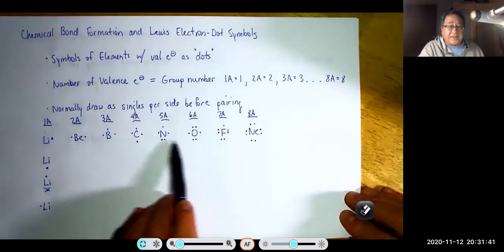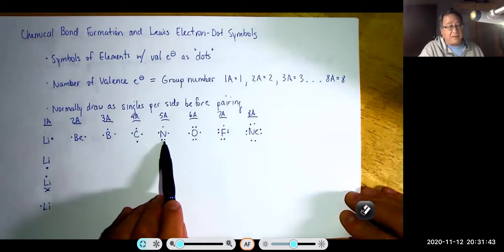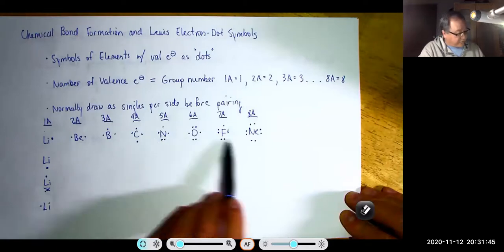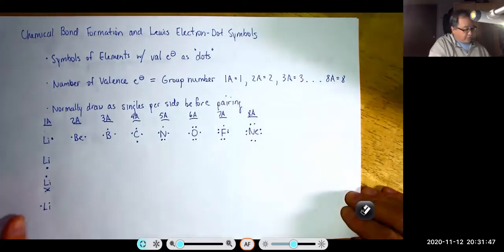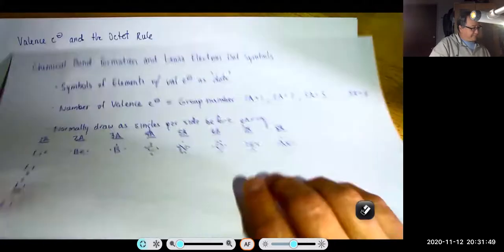And so nitrogen has a pair. It doesn't matter whether you put the pair on the bottom, top, left, or right, and so forth and so on. These are the dot symbols for the atoms.